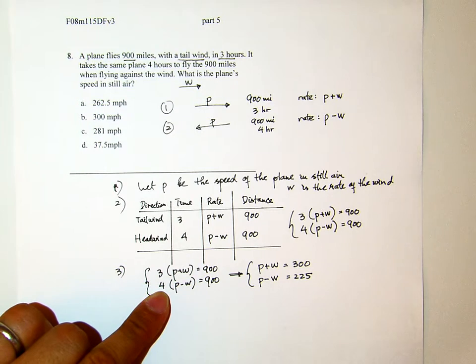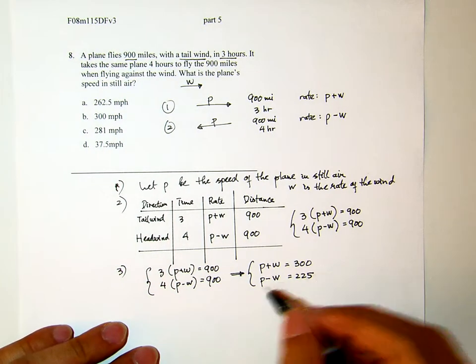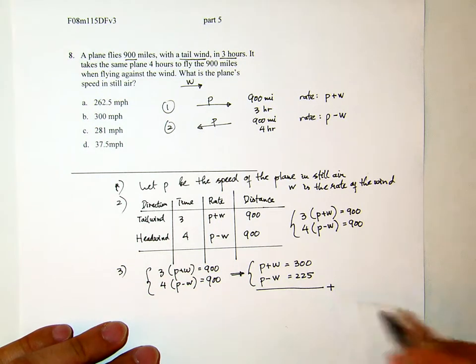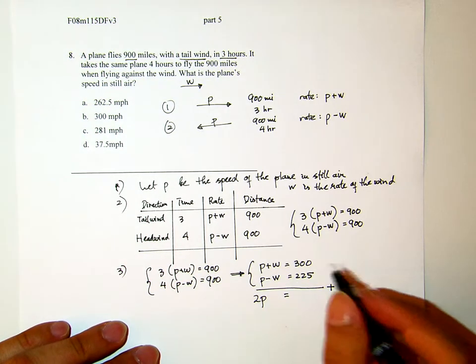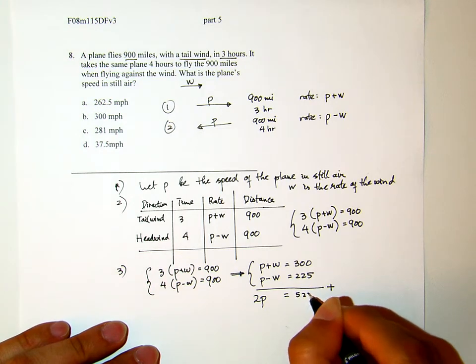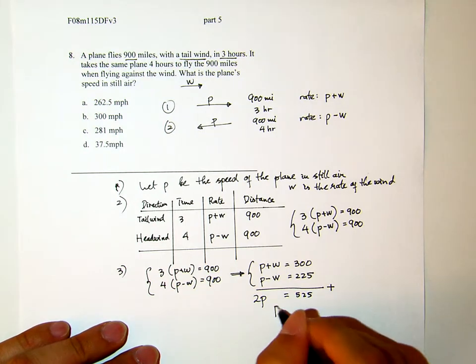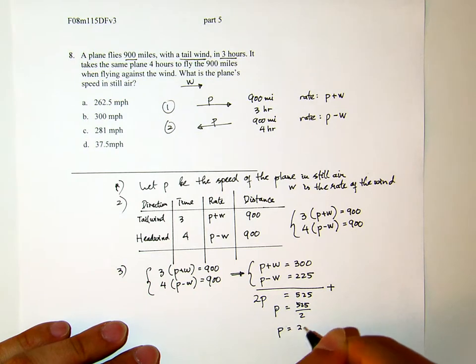Okay, now the good thing is this: you are looking for the speed of the plane in still air. In other words, in this question we need to solve for P. Now we can get P right away by adding these two equations using the addition method, right? Then we get 2P, the W gets eliminated, and this equals 525. So P equals 525 divided by 2, that's 262.5.